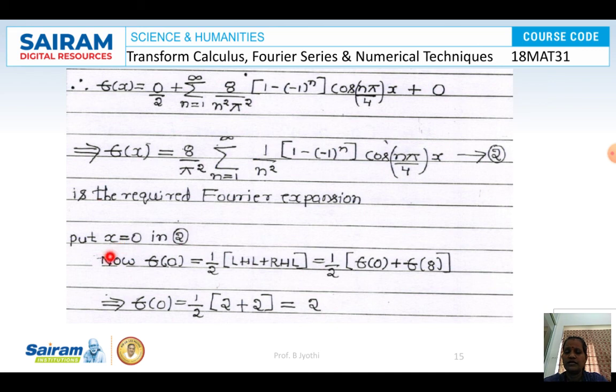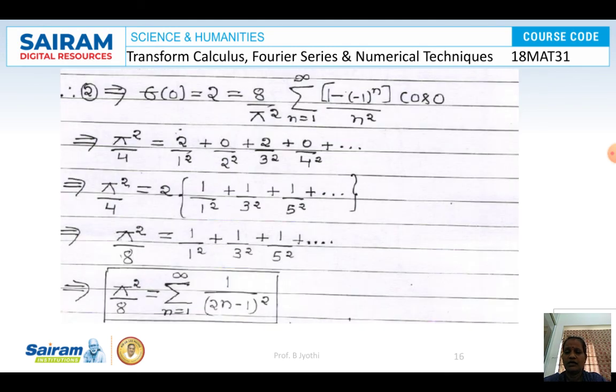Now to get the deduction, put x is 0. So we get f of 0 is equal to 1 by 2 into left hand limit plus right hand limit. That gives us 2. Next, f of 0 is equal to 2, which is 2 by pi square into sigma 1 minus of minus 1 power n by n square into cos 0. So when we put minus 1 power 1, it is negative, so it will be 2. Whereas if you put minus 1 power an even number, it will become positive and it will be 0.